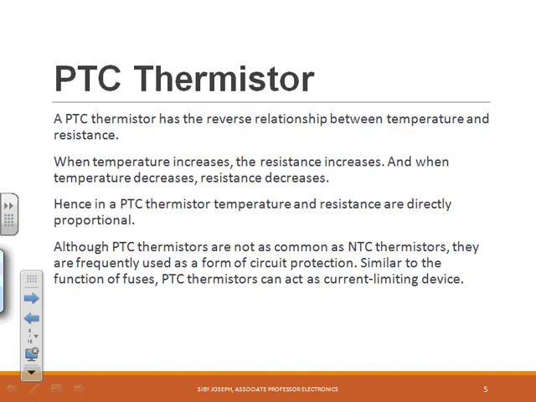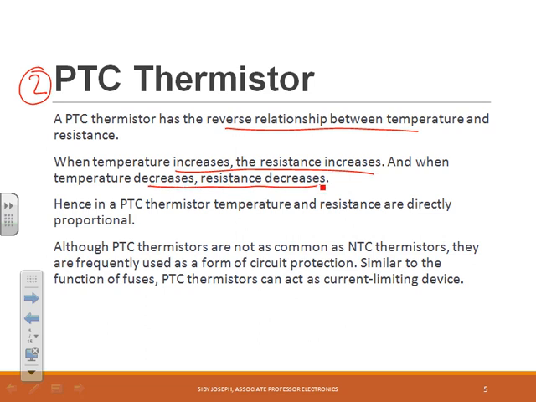Then the second type is called positive temperature coefficient thermistors. Positive temperature coefficient thermistors have the reverse relationship between the temperature and resistance. When the temperature increases, the resistance also increases. So it is entirely reversed to the negative temperature coefficient thermistors. Here, when temperature increases, resistance increases. When temperature decreases, what happens? Resistance also decreases. Hence, in a PTC thermistor, temperature and resistance are directly proportional.